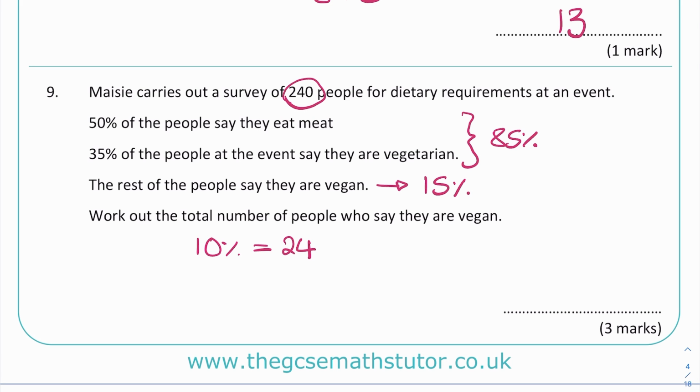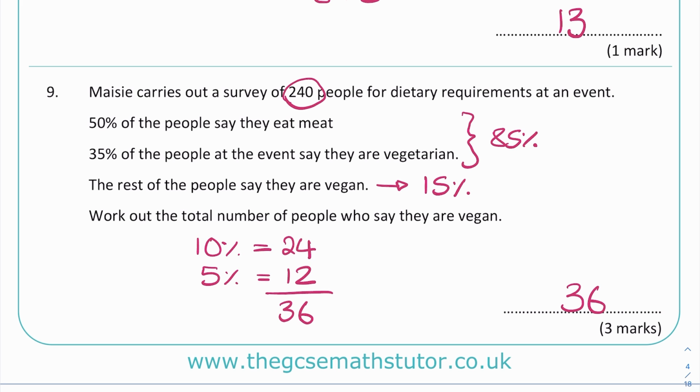Remember, this is 240 people in total. 5%, which is half of that, would be 12 people. And in total, that adds up to 36. So there are 36 people in total that are vegan, and that would be our final answer.